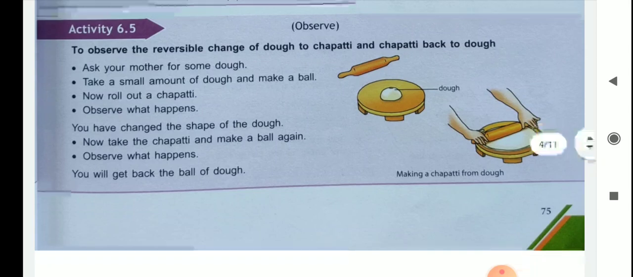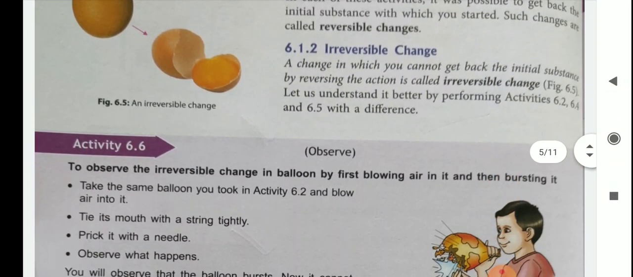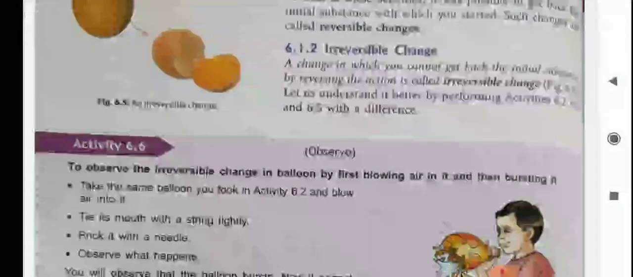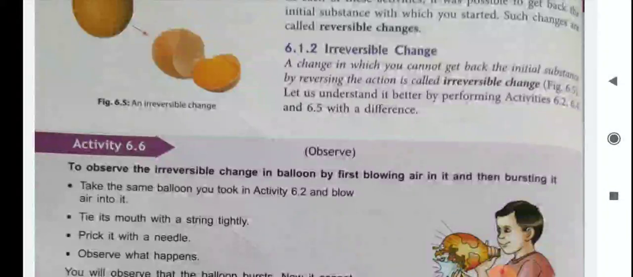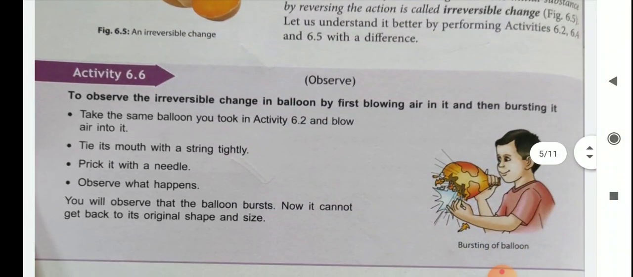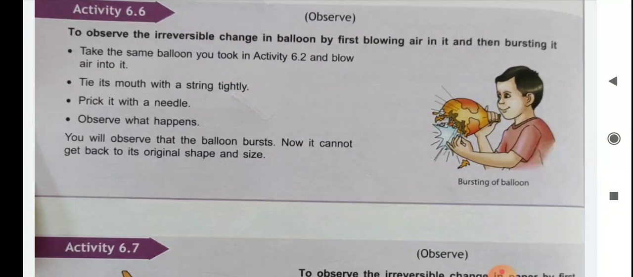Then we come to irreversible change, just the opposite of reversible change. A change in which we cannot get back the initial substance by reversing the action is called irreversible change. For example, blowing air into a balloon and then bursting it. After bursting, children, we cannot get back the same size of the balloon.